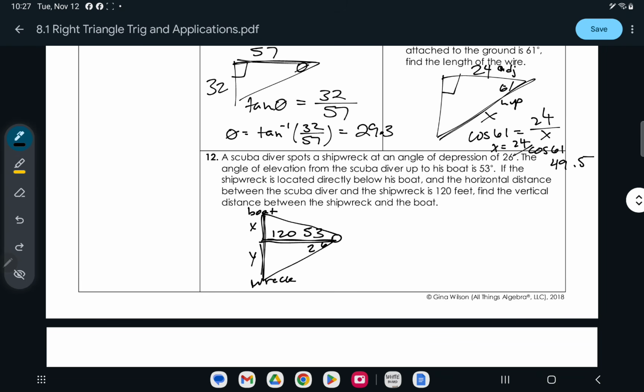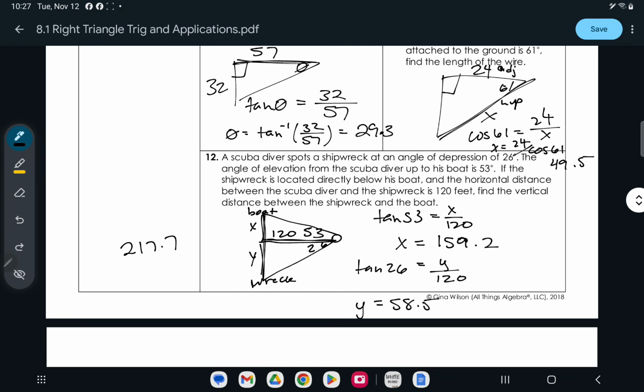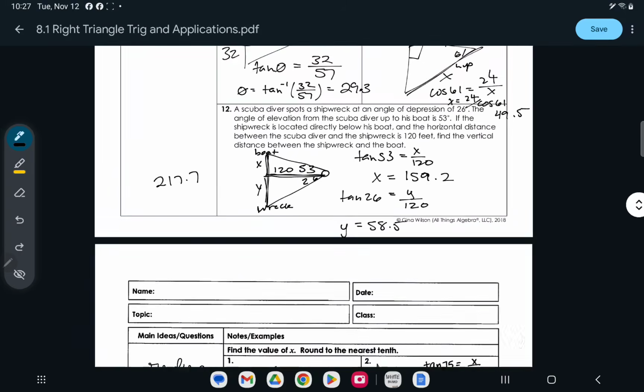So opposite and adjacent. So it's going to be tangent 53 is x over 120. So x equals 159.2. And I got to do this one. So I have opposite and adjacent again. So tangent 26 is opposite over adjacent. So this gives me 58.5. And then I add the two together. So I get 217.7. And that is all.